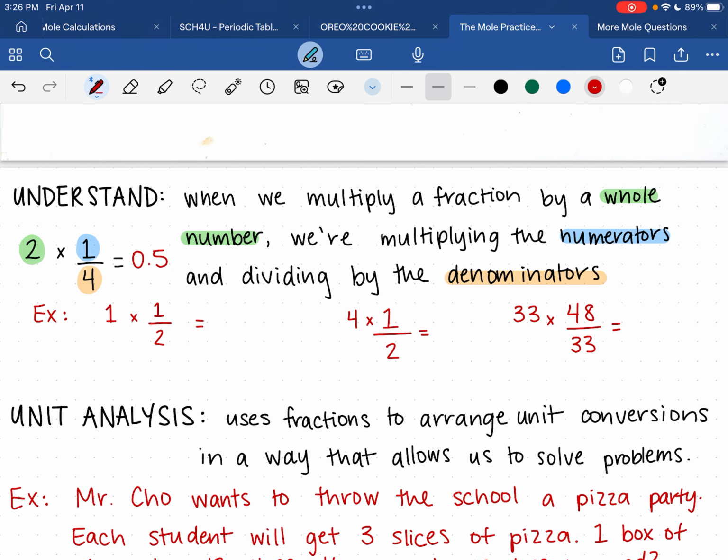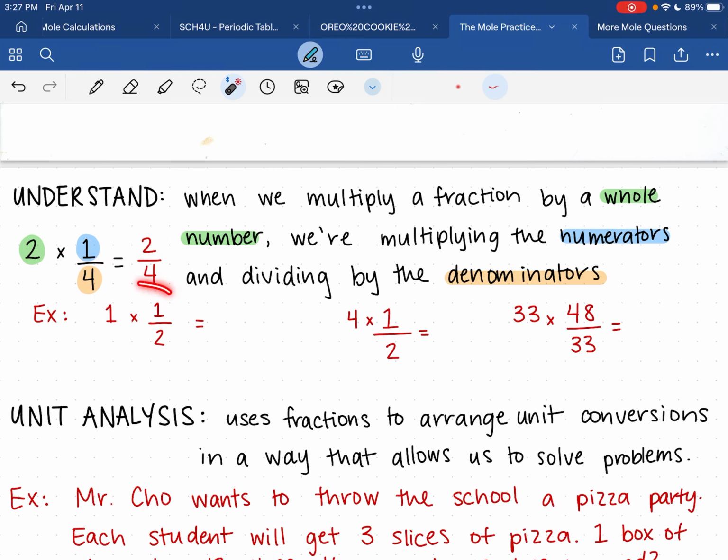So what actually happens here, and let me just rewrite this again as 2 over 4, what really happens is when we have a 1 in the numerator, we don't even really need to plug that into the calculator. It's just the same as what the whole number is. So what we end up with here is just 2 divided by 4.